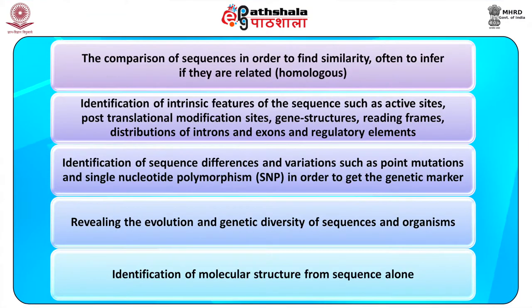Number one, the comparison of sequences in order to find similarity, often to infer if they are related or homologous. Number two, identification of intrinsic features of the sequence, such as active sites, post-translational modification sites, gene structures, reading frames, distribution of introns and exons, and regulatory elements. Number three, identification of sequence differences and variations, such as point mutations and single nucleotide polymorphisms, in order to get genetic markers. Number four, revealing the evolution and genetic diversity of sequences and organisms. And number five, the identification of molecular structure from sequence alone.